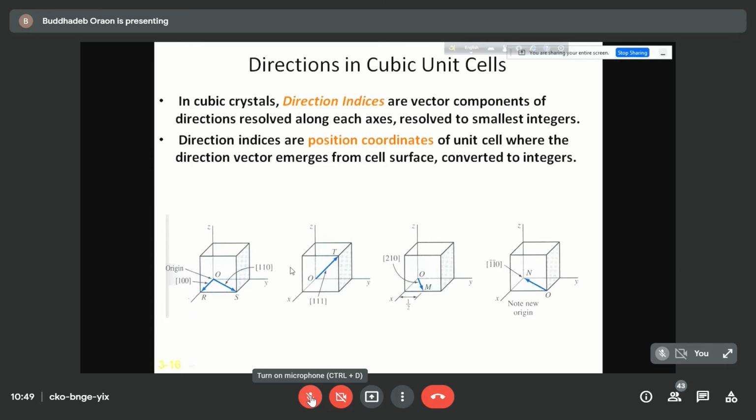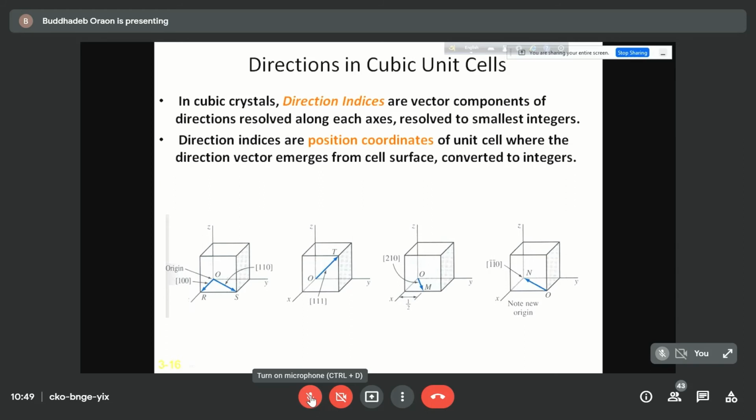Another point is that the direction vector or the direction indices could be shown within the unit cell, not beyond the unit cell. So whenever you are going to draw the direction, the direction vector should be within the unit cell and not outside the unit cell. Whatever direction you may show, it should be within the unit cell.